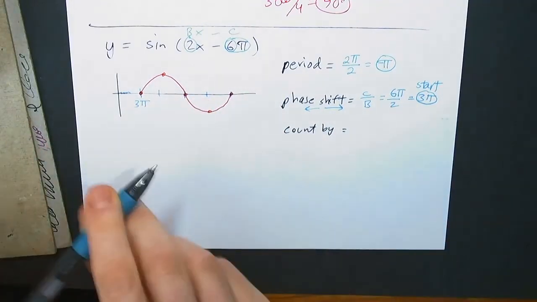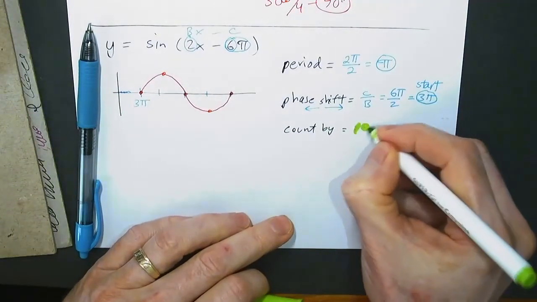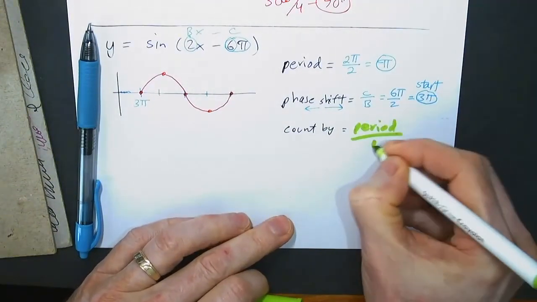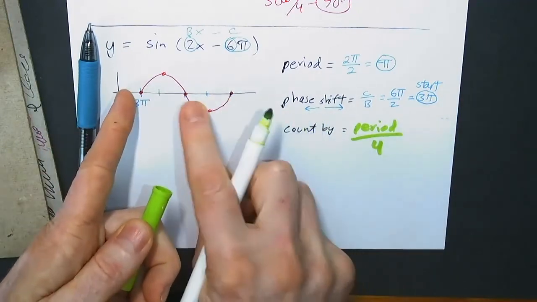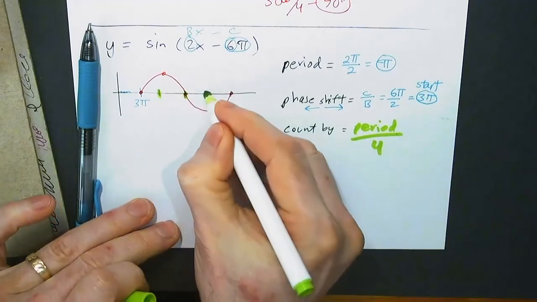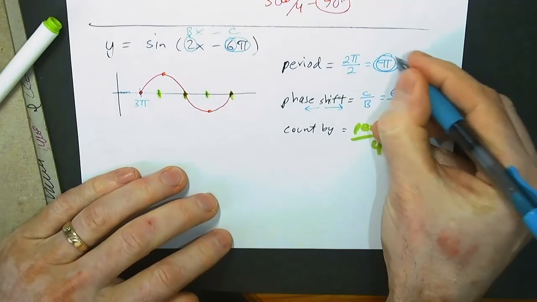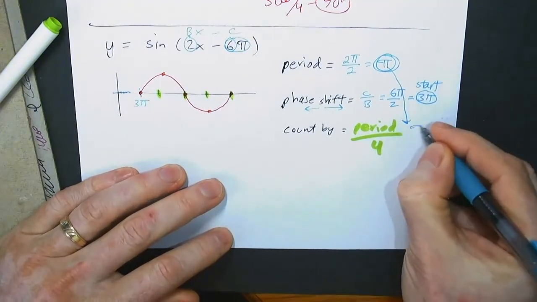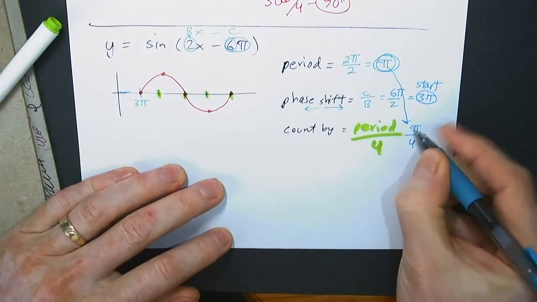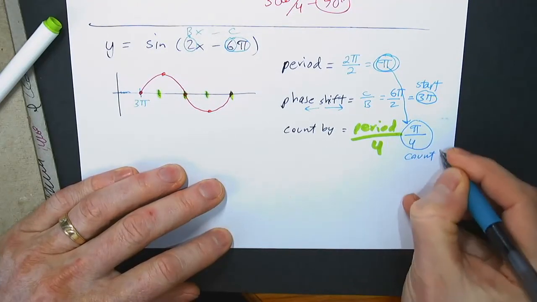Here's the trick. Take this again. This isn't in the formula sheet. Take the period and chop it into 1, 2, 3, 4 parts. So let's take our period answer. There's our period answer, pi. Chop it into 4 parts: pi over 4. This is what you count by.